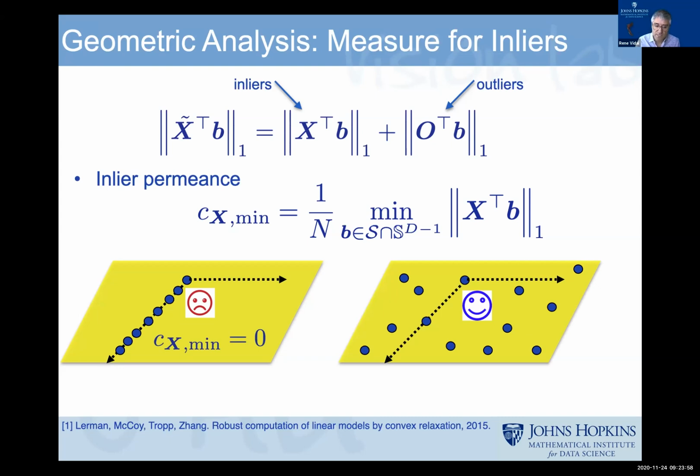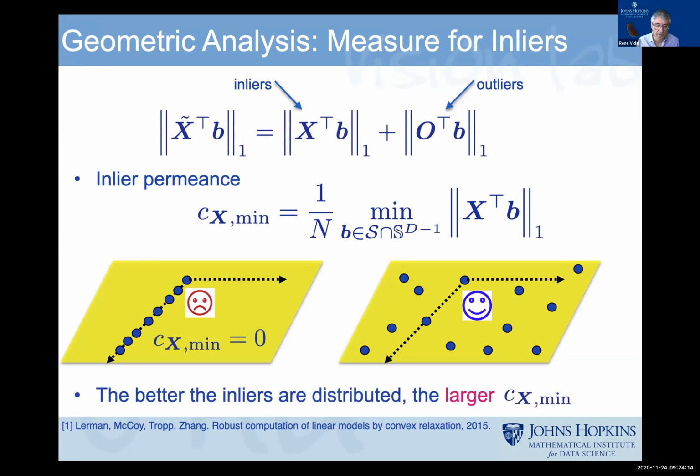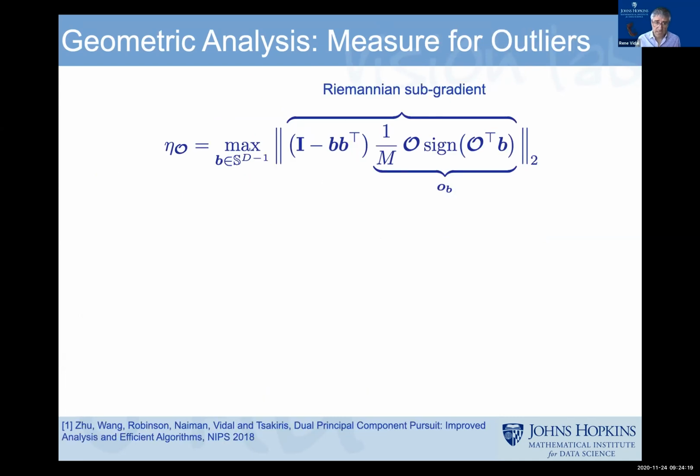All right, so what is CX mean? It is a measure of the distribution of the inliers. And what we want is, in order for the data to be well distributed in the subspace, we want this CX mean quantity to be large. Okay, so the better distributed the inliers, the larger CX mean. The second quantity is going to be a characterization of the outliers, and we'll have two characterizations.